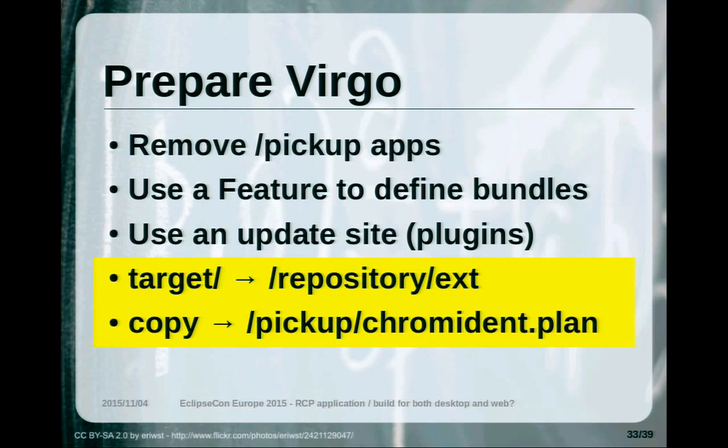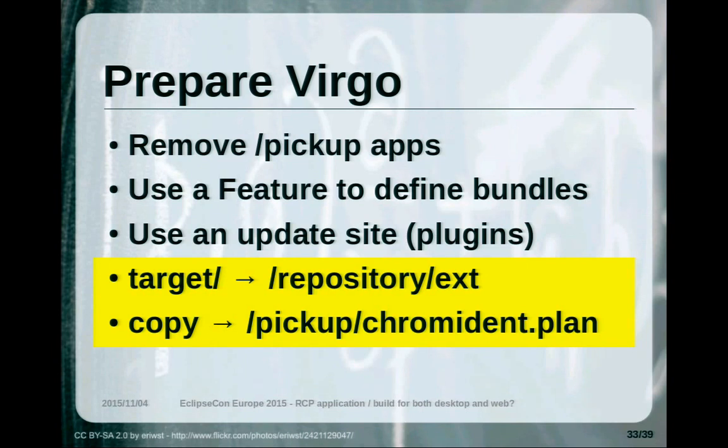So what do we have to do? We have to prepare Virgo. We have to remove some pickup apps. So there are some demo apps in Virgo available. We use a feature in our application to define which features of our RCP model application we use in our web version. It's very easy for us because we stay in one environment, so we don't have to do separate web development. We stay in the Eclipse IDE to develop both RCP and web.